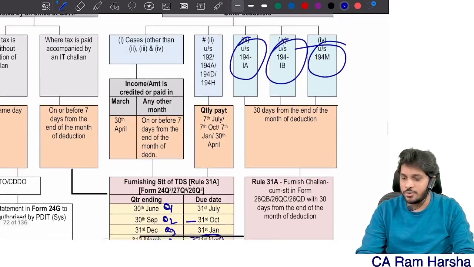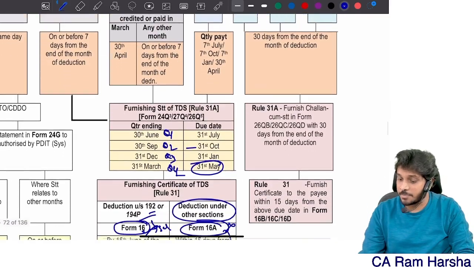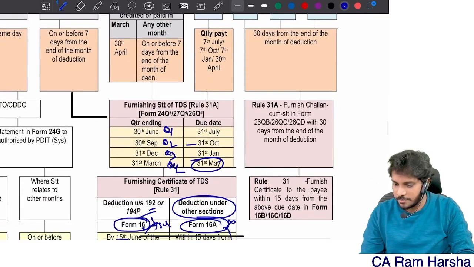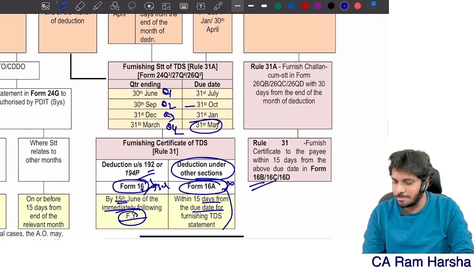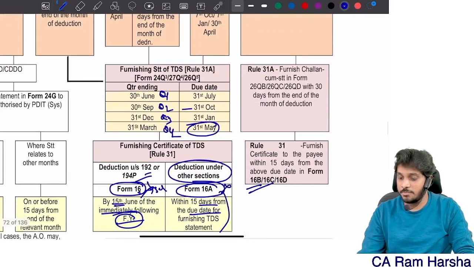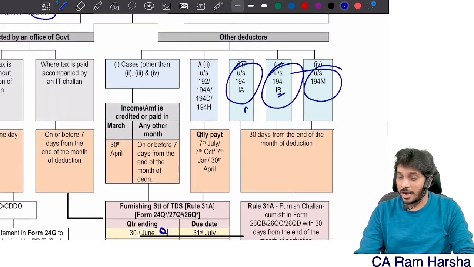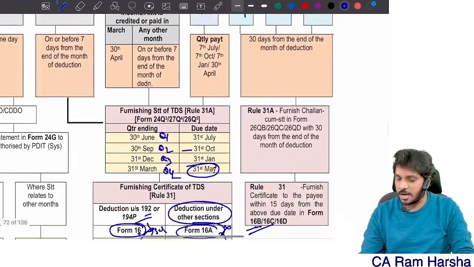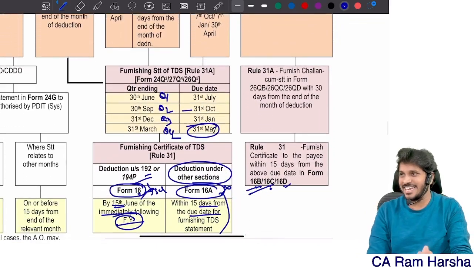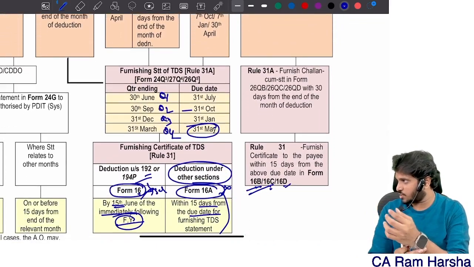For that, we use a form. What do we name the form? For that, we name the form 16B. 194IA, what is the form? 16B. 194IB is just 1 alphabet extra, 16C. 194M, just 1 alphabet extra, 16D. These are the forms which we will give.